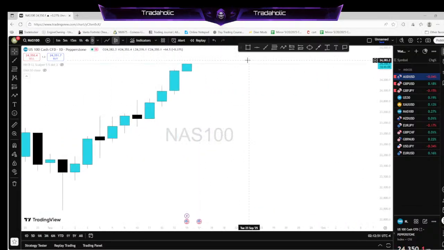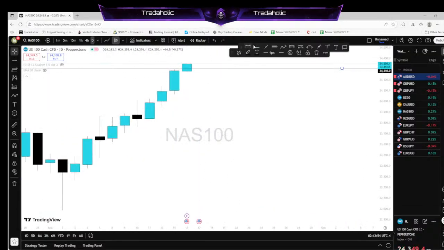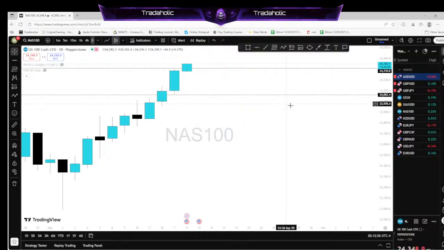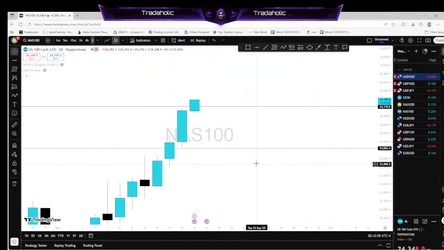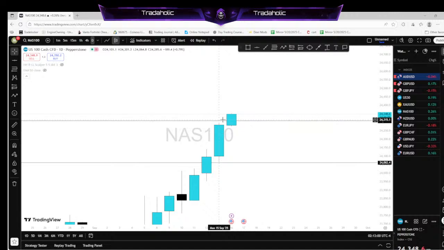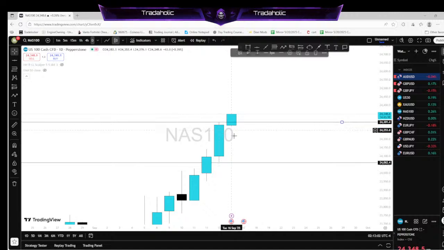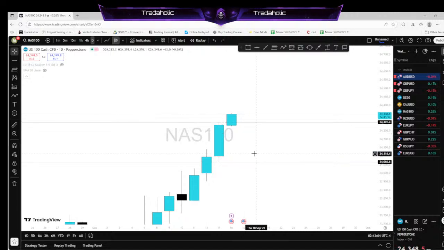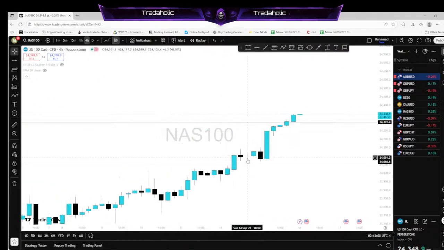Let's just mark off the high and the low of this daily candlestick, this previous day candlestick. You can see that this is a bullish candlestick. This is the high, this is the low, this is open and close. If I go to the 4-hour time frame, you will see.